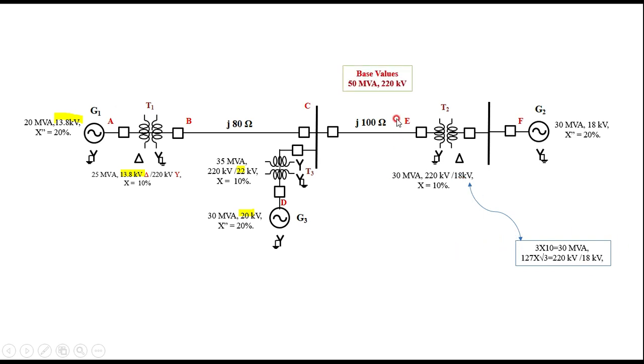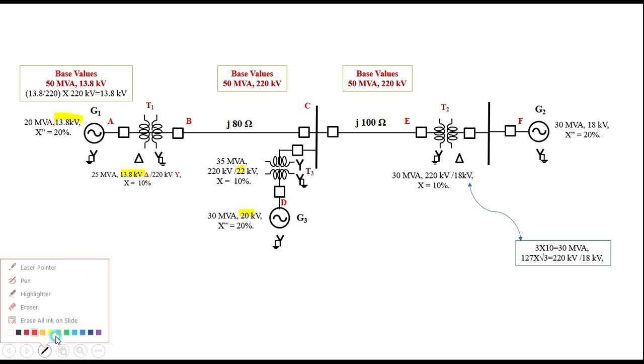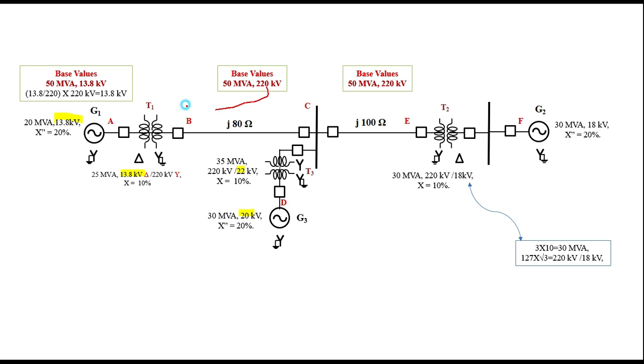Then he asks you to take the base voltage as 220 kilovolts and base MVA as 50 MVA in the J100 ohm. Then this base quantity you have to transfer to the other sides. It is very simple. Now the base quantity in this circuit remains the same because there is no transformer in between. Then when you are transferring the base voltage of 220, it has to go through this transformer.